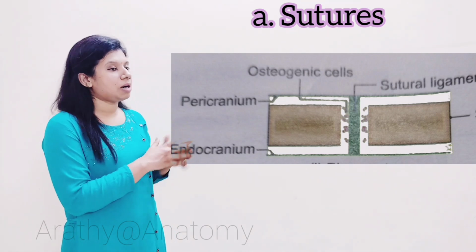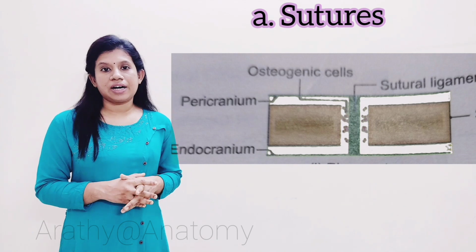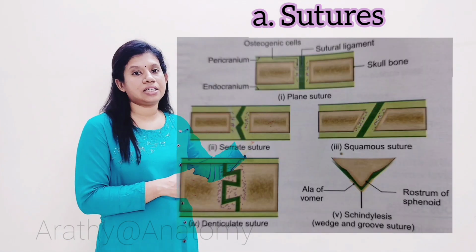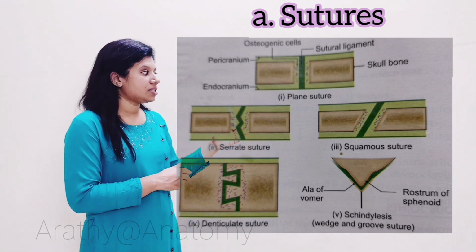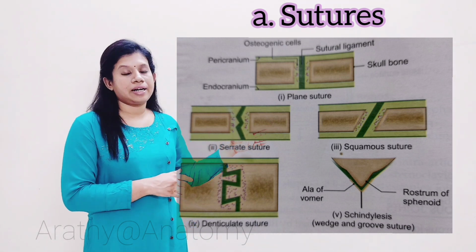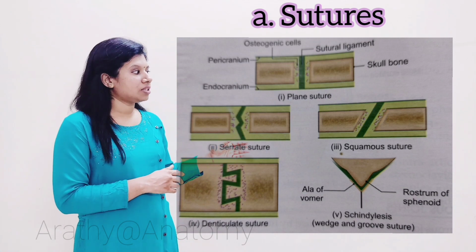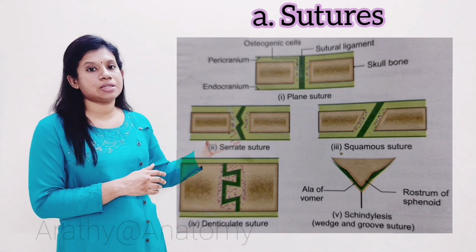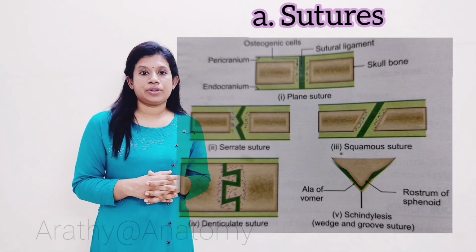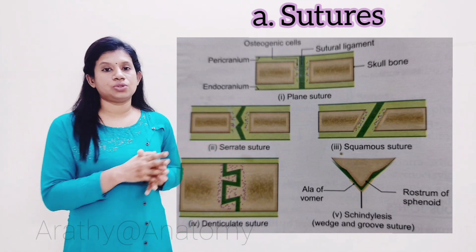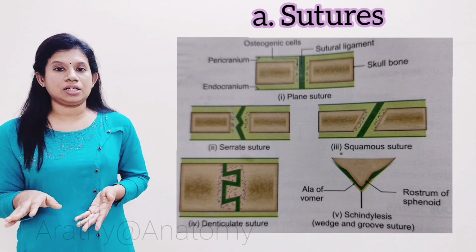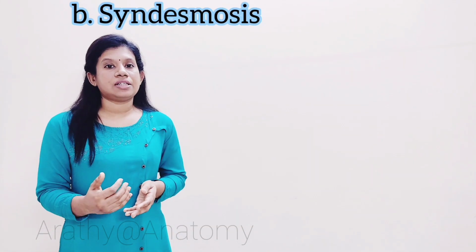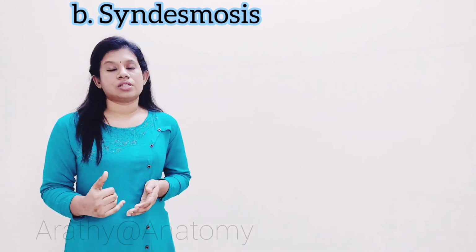Depending on the margin of the sutures, they are mainly divided into the following types. The first one is called plain, which you can see in the internasal suture. The serrate, especially in the interparietal suture. Squamous in the parieto-temporal suture. Denticulate, especially in the lambdoid suture. So that's all about the sutures, and sutures do not produce any kind of movement. So no movement occurs.